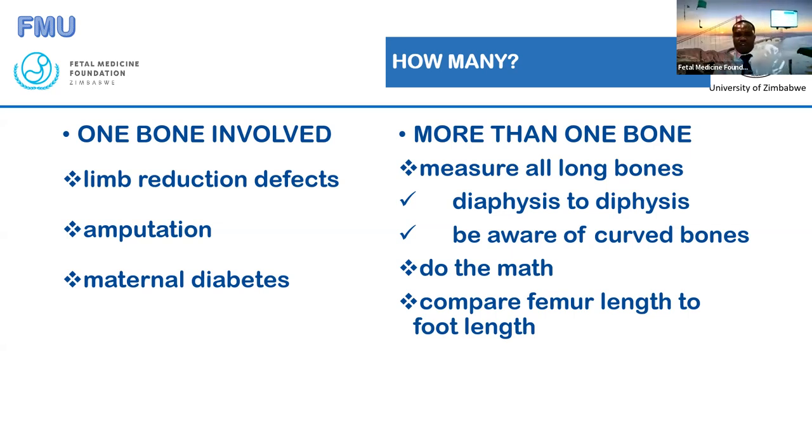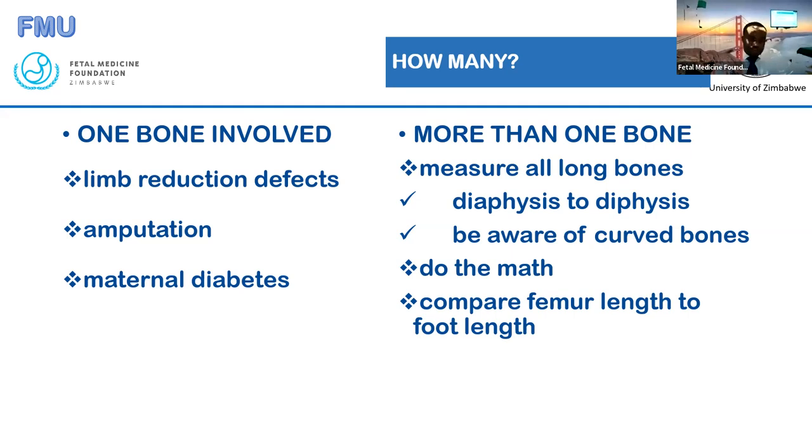As opposed to when more than one bone is affected. As we measure those long bones, we need to measure from the diaphysis to the diaphysis, and we also need to be aware of curved bones when measuring. If more than one bone is affected, we need to do the ratios. With the ratios, we are comparing the femur to other bones, like the femur to the foot, or the femur to the abdominal circumference.